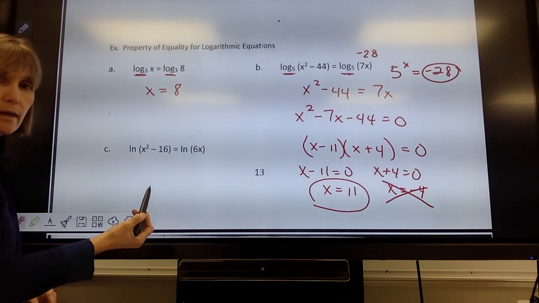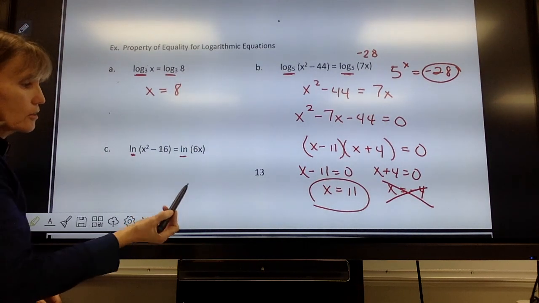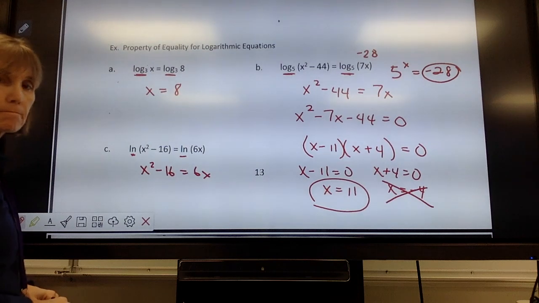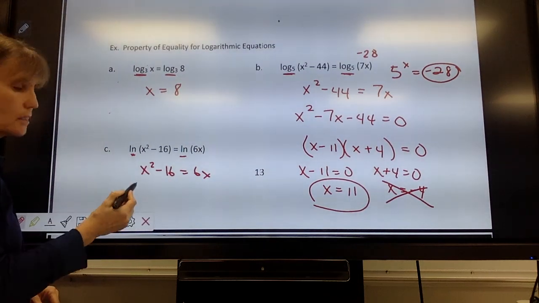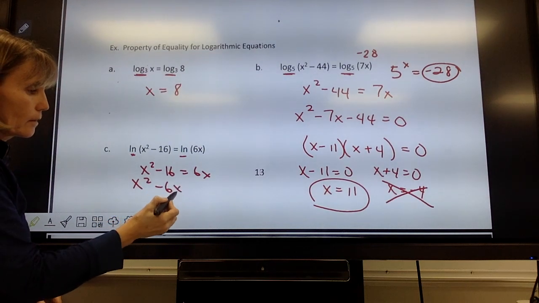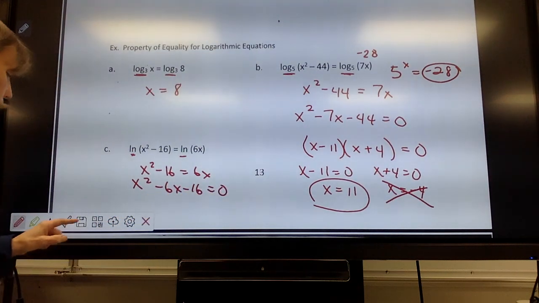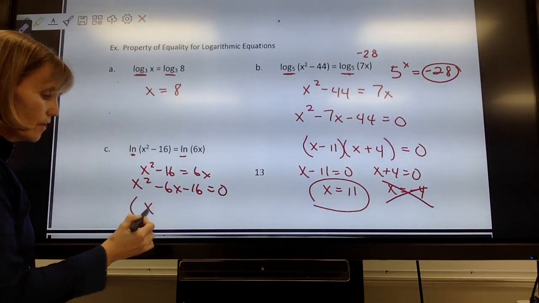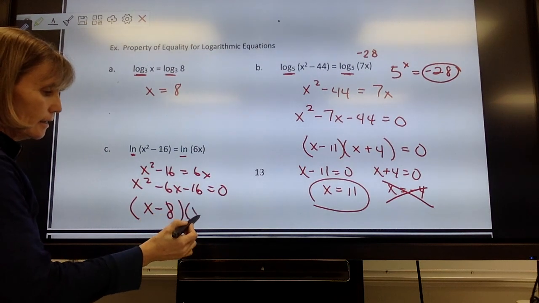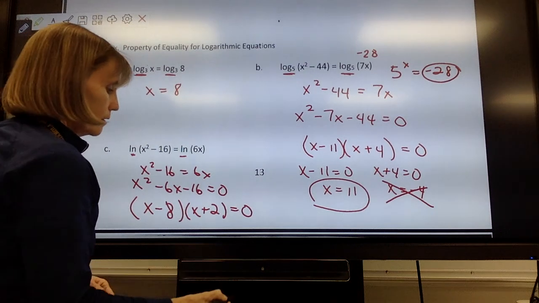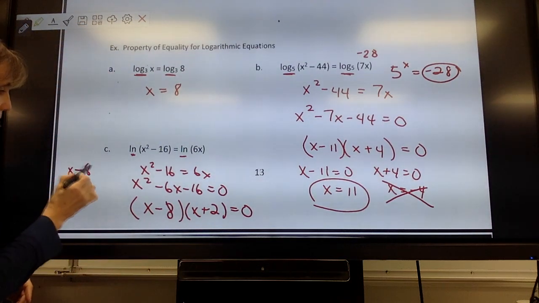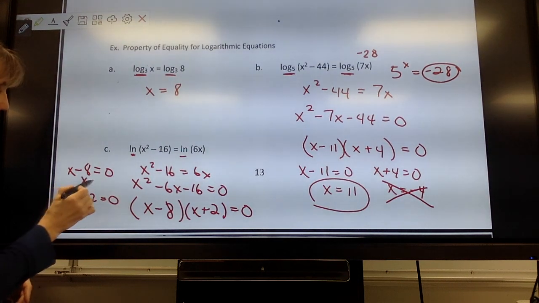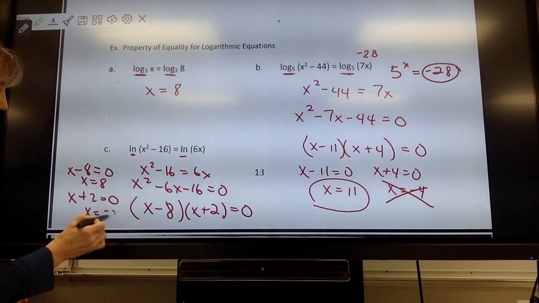Same rule applies when it's a natural log. Both sides are natural logs, so we're just going to set x squared minus 16 equal to 6x. Because it's a quadratic, everything has to be on the same side and set equal to 0. We're going to attempt to factor it. This one also is factorable. I'm going to factor it into x minus 8 and x plus 2. So my two solutions, I would say x minus 8 equals 0, or x plus 2 equals 0. So we get x equals 8, or x equals negative 2.